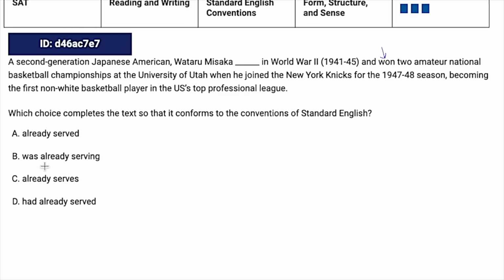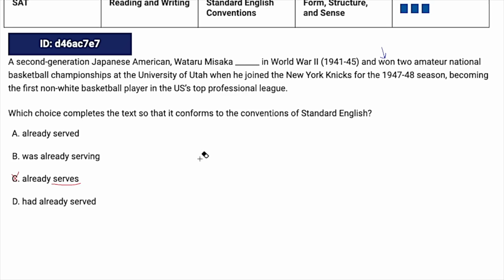B, was already serving, also past tense. C, already serves. That is present tense. And specifically, like, already obviously doesn't have a tense. So I'm focusing more on the verbs, right? Was serving is past continuous. Serves is simple present tense. So C is definitely out. And then D, had already served. This is going to be past perfect tense.